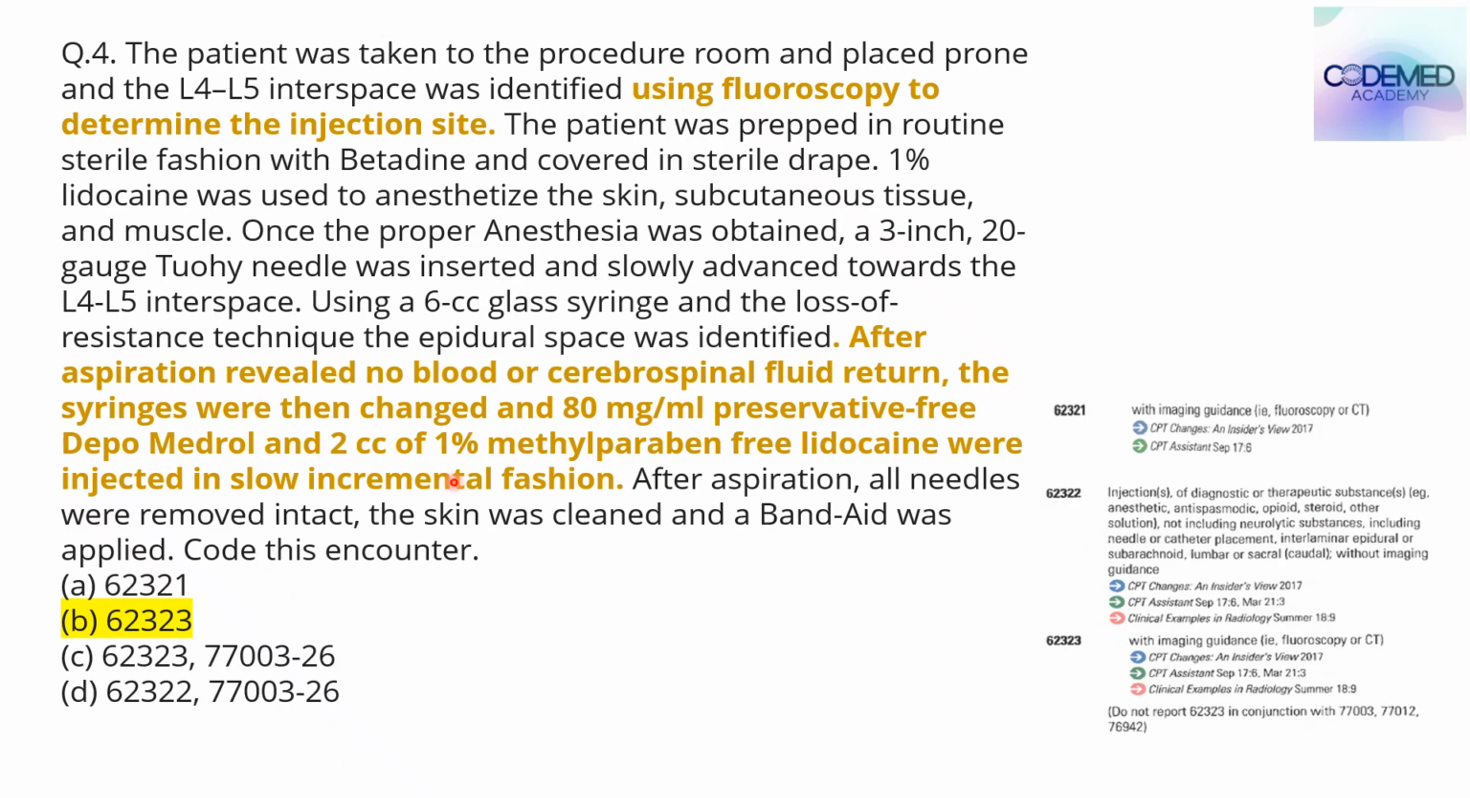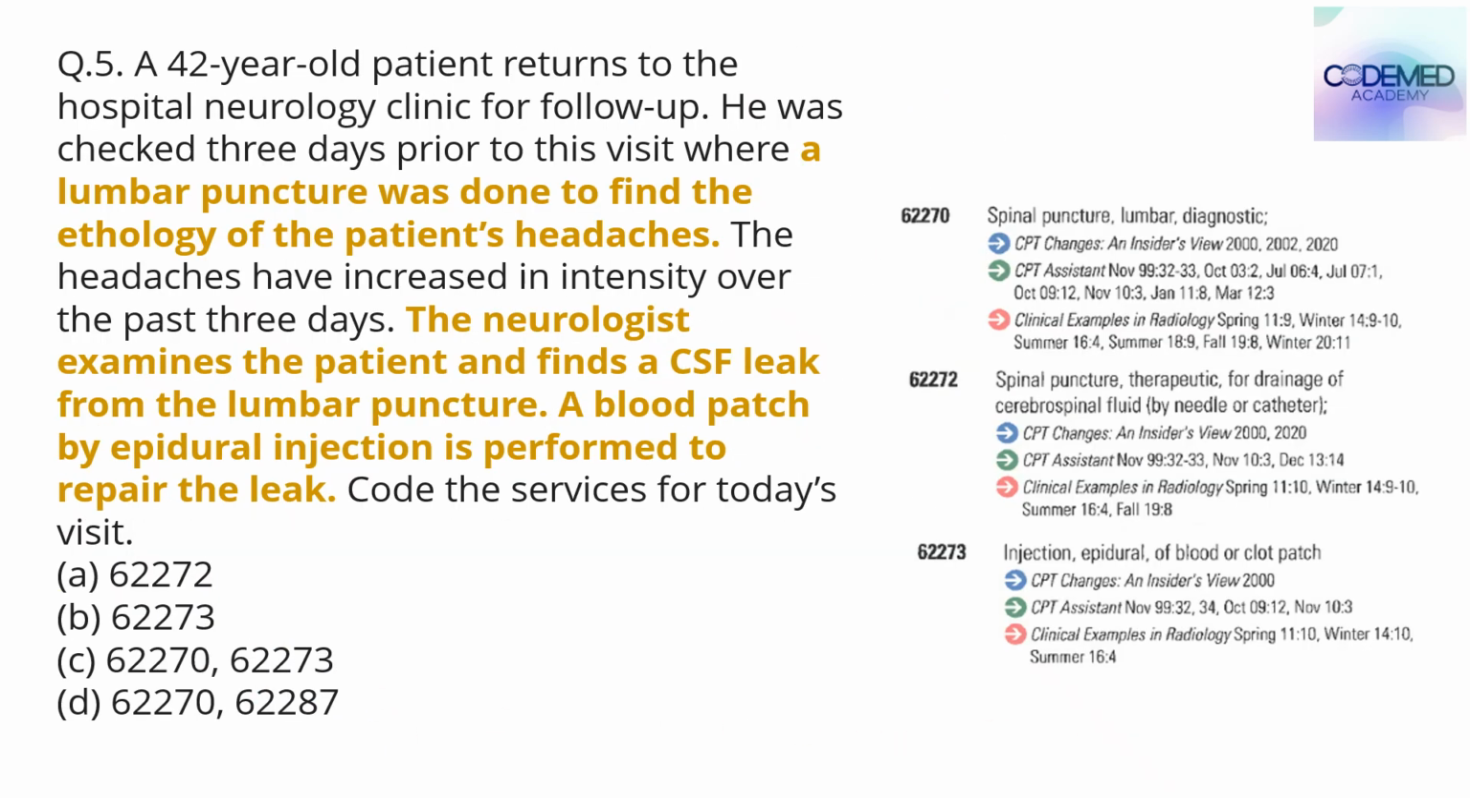So yes, B is the correct answer because we will require the code for the lumbar interspace injection. 62321 is an indented code and it talks about the cervical and thoracic space, while 62323 is again an indented code. So I'll be reading the above code, and it includes the lumbar and the sacral, and it includes the image guidance. So there is no need to write the 77003 code. And here there is a parenthetical note which also tells you not to use this and this code together. So C and D are wrong options, and we'll go with option B. Now let us take one more question.